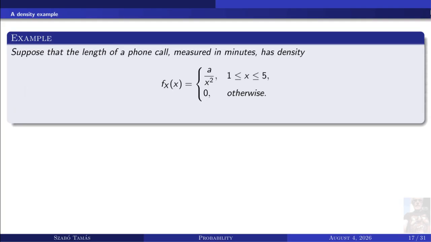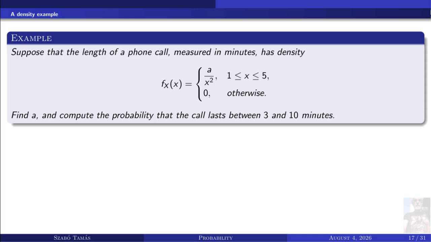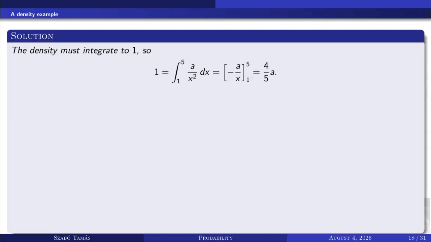Here is a density example. Suppose that the length of a phone call, measured in minutes, has density f_X(x) equal to a over x² for x between 1 and 5 and 0 otherwise. We want to find a and compute the probability that the call lasts between 3 and 10 minutes. The density must integrate to 1. Therefore, 1 equals the integral from 1 to 5 of a over x² dx. This is 4/5 times a.